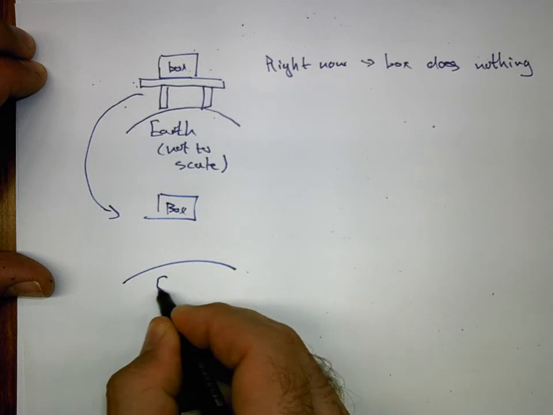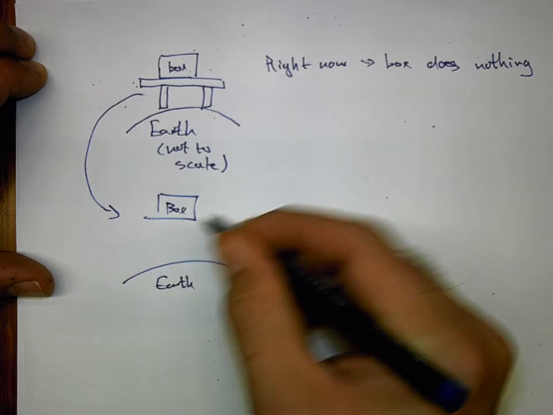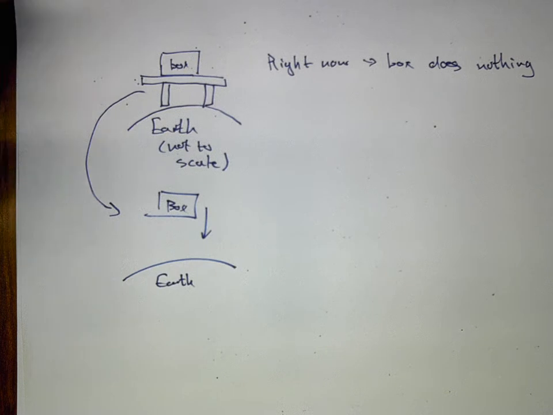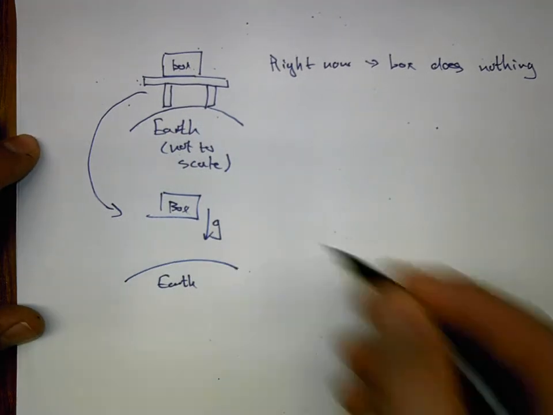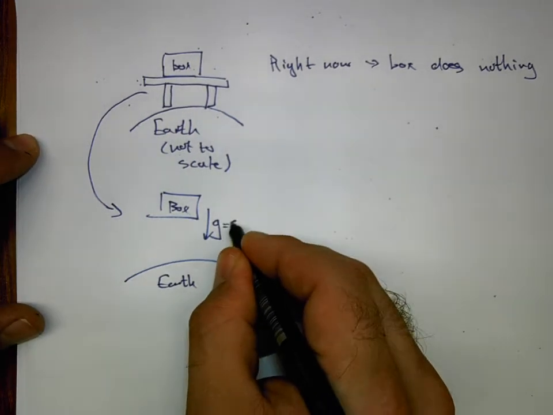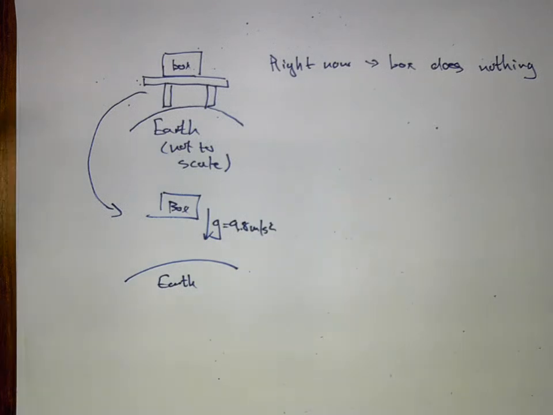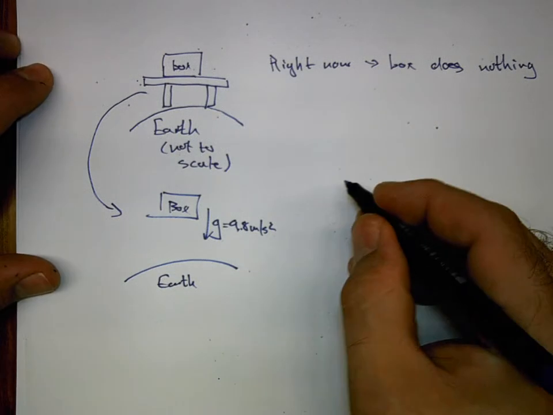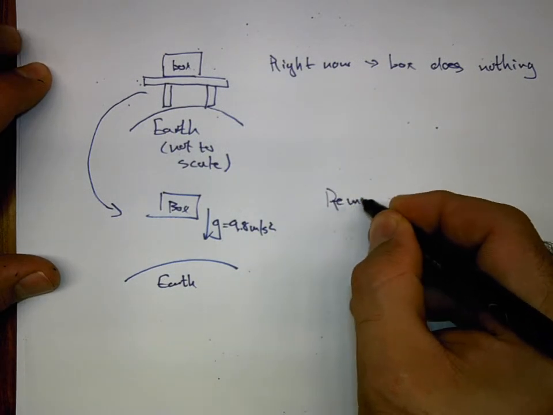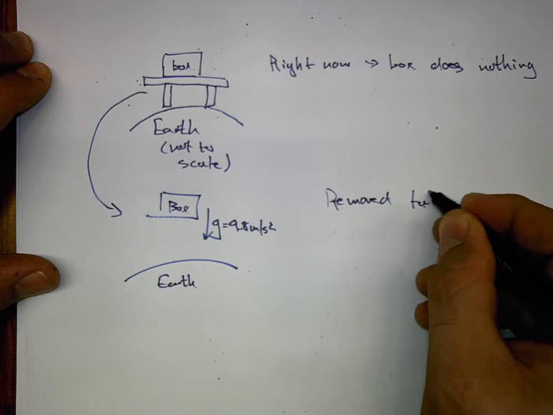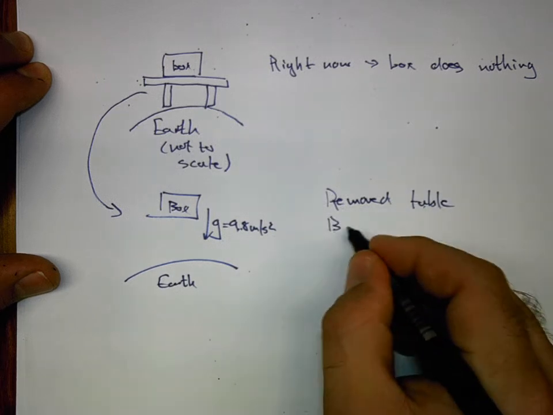suspended above the earth, we know suddenly that the box will fall, it will move downwards, so it will accelerate downwards with g equals 9.8 meters per second squared. So we've removed an object from the system and suddenly we find the box changes its motion. So when we remove the table, the box changes its motion.